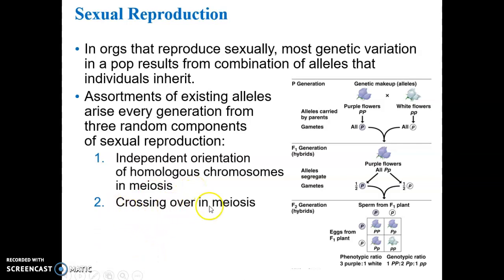Then also crossing over that occurs in meiosis. Remember the recombination of bits of the chromatids on the homologous chromosomes when they're aligned. Remember prophase 1. Again, go back and take a look at that, meiosis. And then lastly, the random fertilization. Any particular sperm might fertilize a particular egg. So three components to genetic variation in sexual reproduction.